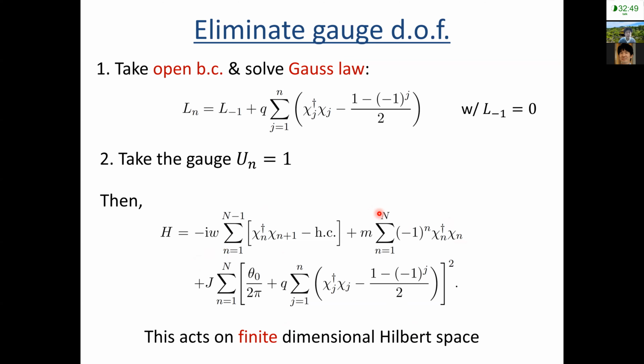The first line remains the same, but the second line is changed because of solving Gauss law by this. This was originally the gauge kinetic term, and solving Gauss law induces a non-local interaction between fermions. Anyway, since we have only fermions, we now have a finite dimensional Hilbert space.